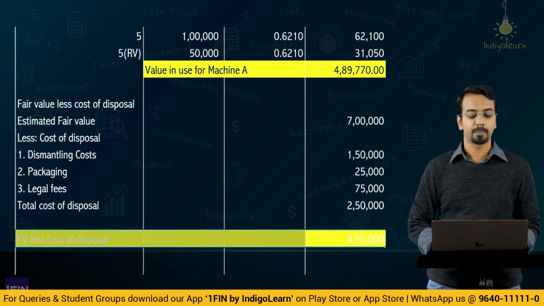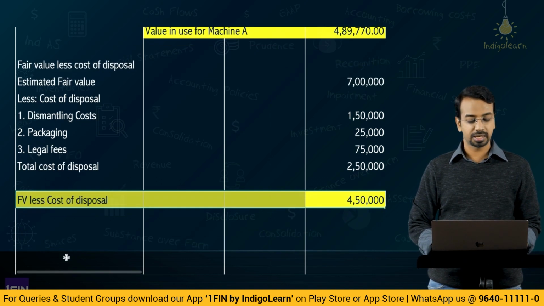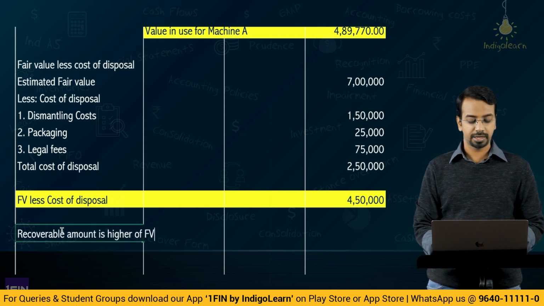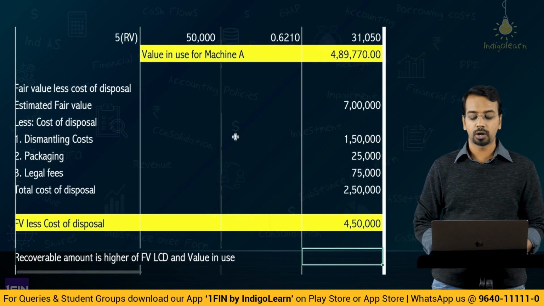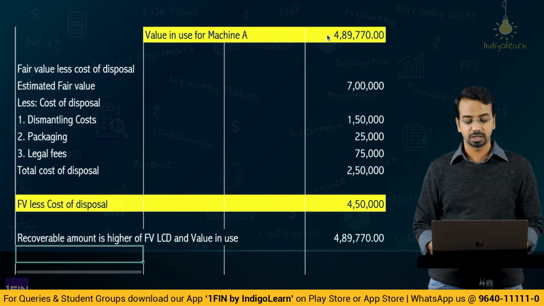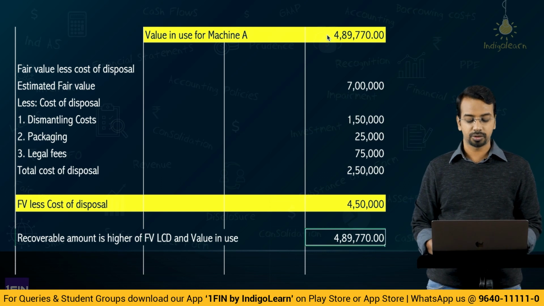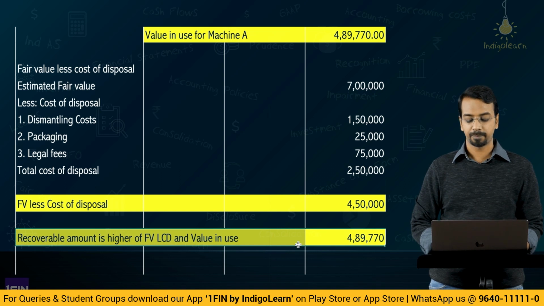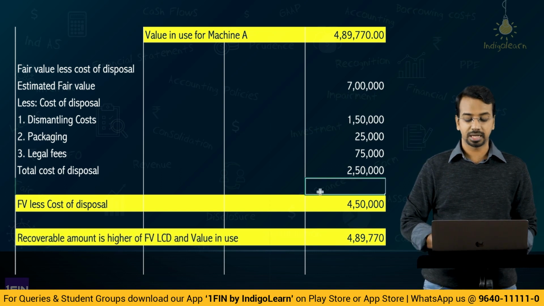This is the other thing, right? Now, what is the recoverable amount? Recoverable amount is higher of fair value less cost of disposal and value in use, right? So, higher of the two, 4,89,770 and 4,50,000. Higher is 4,89,770. So this is the recoverable amount. Okay. The recoverable amount for the machine is 4,89,770. Right.